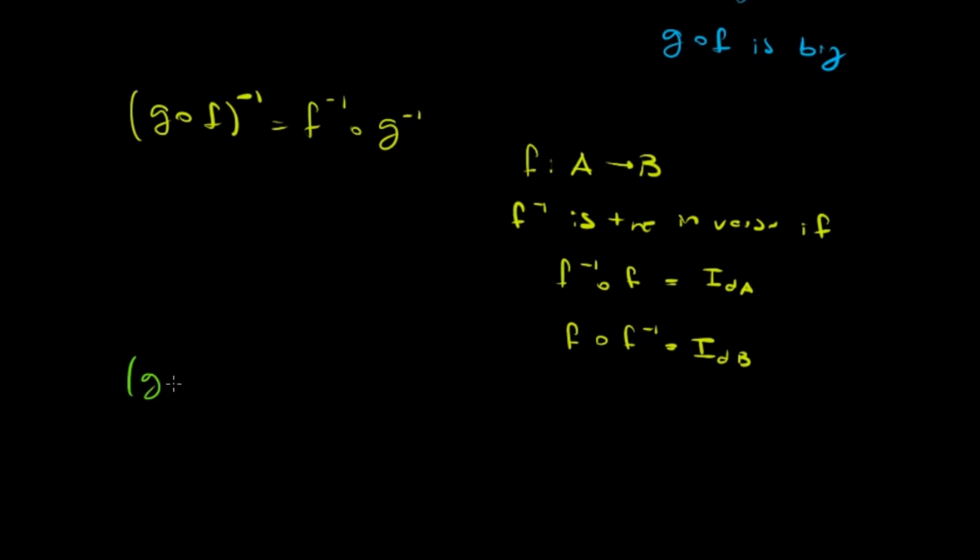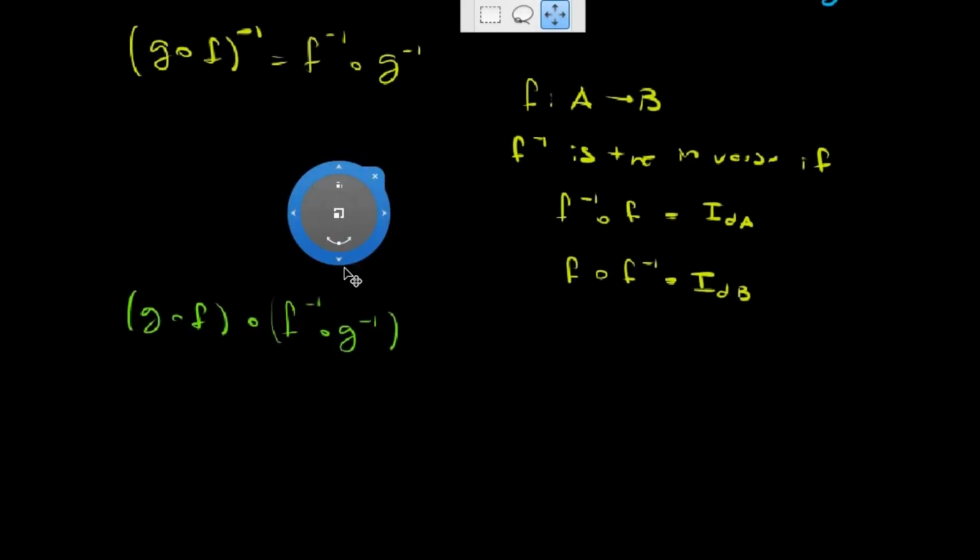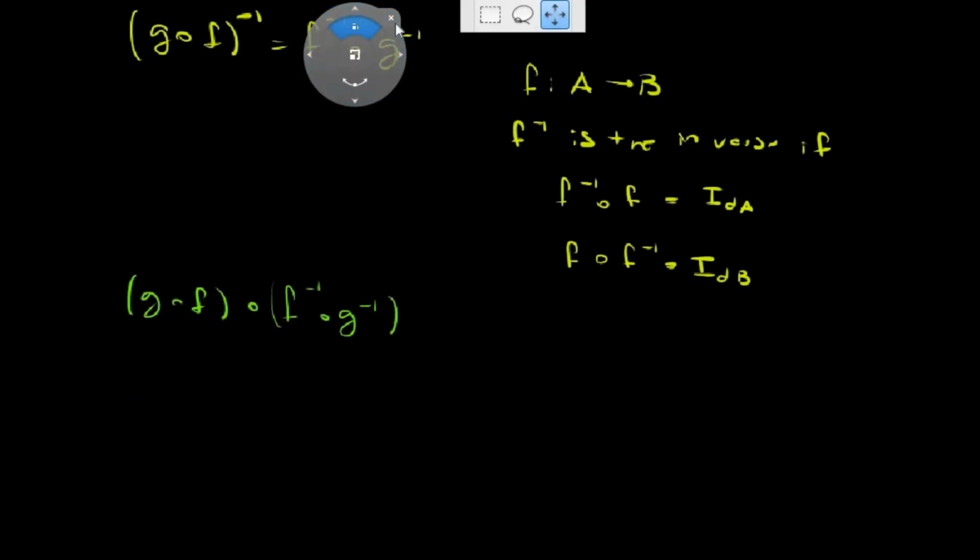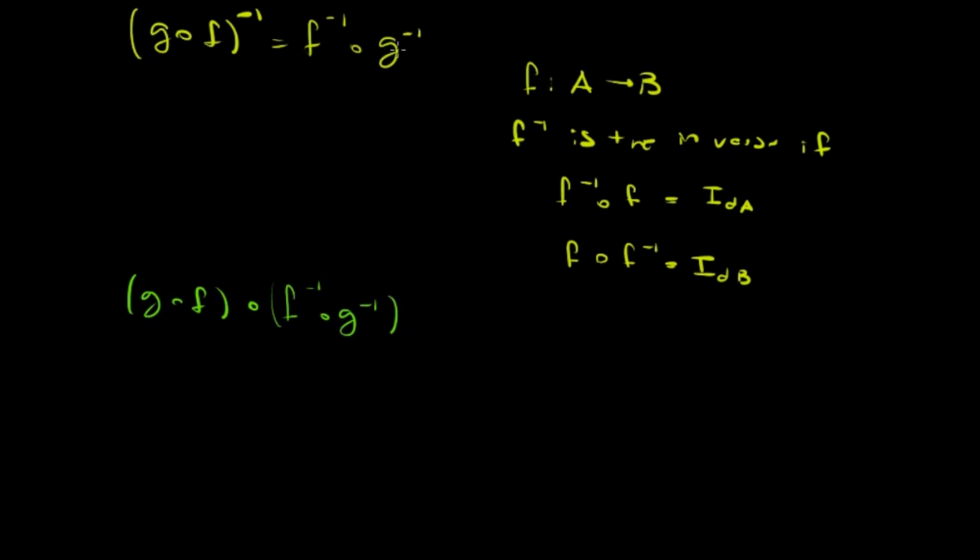G composed with F. This would be my F composed with what I think my inverse is, so composed with F inverse composed with G inverse. Now these inverses are well defined because I said that both F and G were bijective, right? So it's legal to actually write the inverse of F and the inverse of G. Now let's talk about this line.